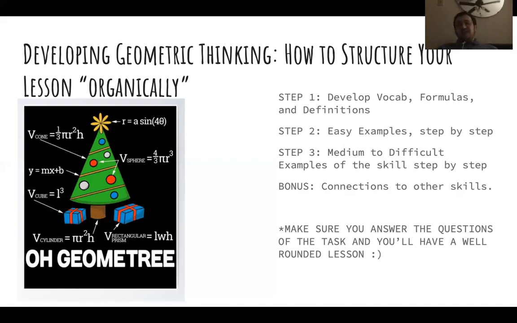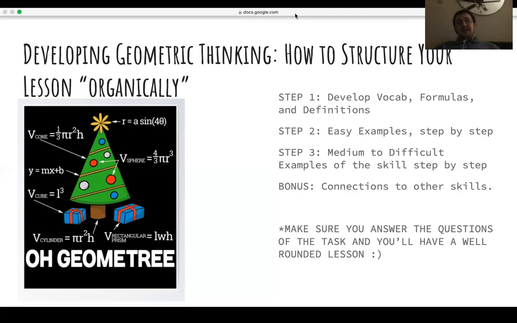And as a bonus, you want to maybe be thinking about, when you're done, why is this skill important and how does it connect to previous skills? So if you answer every question that is set out in the task, you're actually going to have a really good in-depth learning experience.